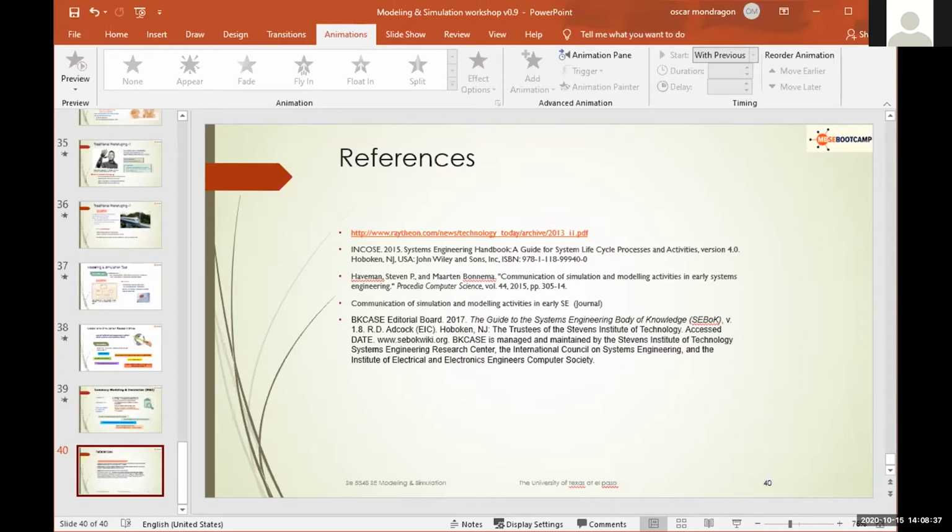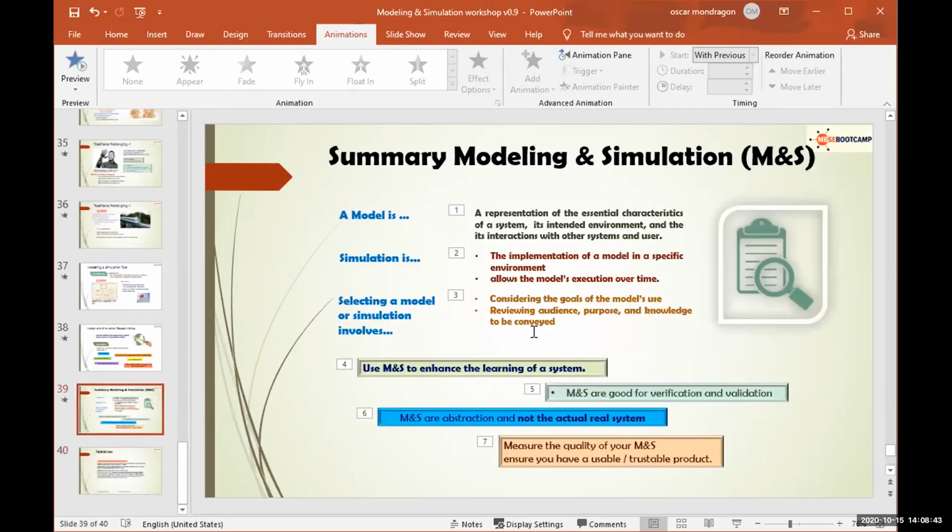First of all, that's an excellent presentation. Particularly, I learned a lot regarding model-based system engineering. One of the questions is related to complex systems. Dr. Mondragon, is model-based system engineering capable of handling complex systems, particularly if the system is relatively large?